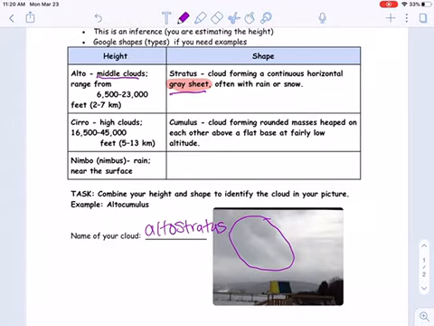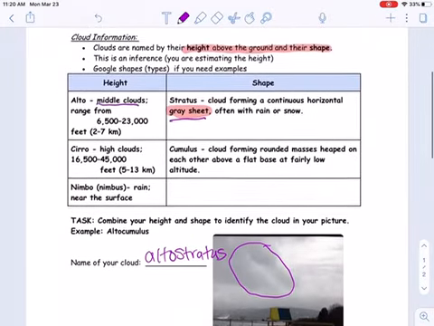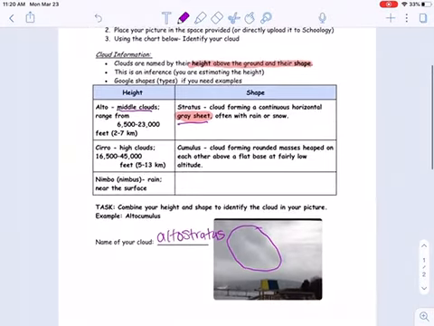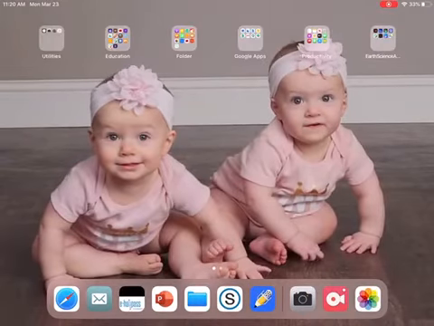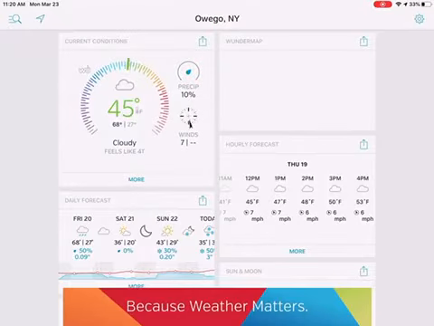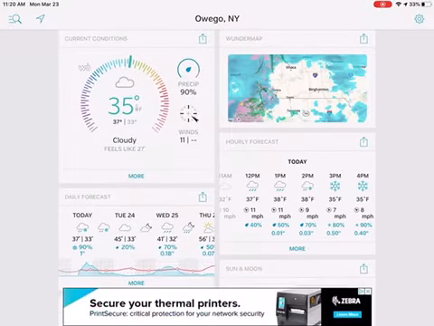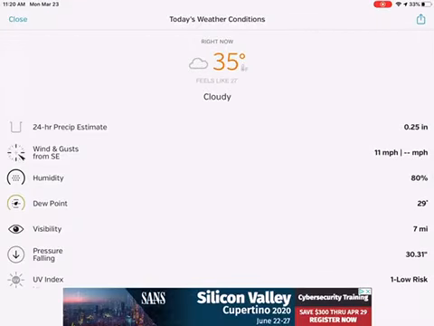And then while I've got you here on video, I'm going to check the weather to figure out, hey, why do we have clouds today? So if we take a look at Weather Underground here, let me find my app. I rearranged things the other day. So Weather Underground. And I'm still going off of Owego, which I don't live in, so we could see a little variability there. But our dew point's 29 and our temperature's 35, humidity's 80%.